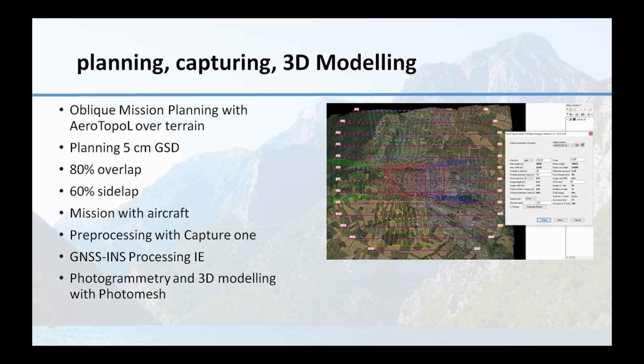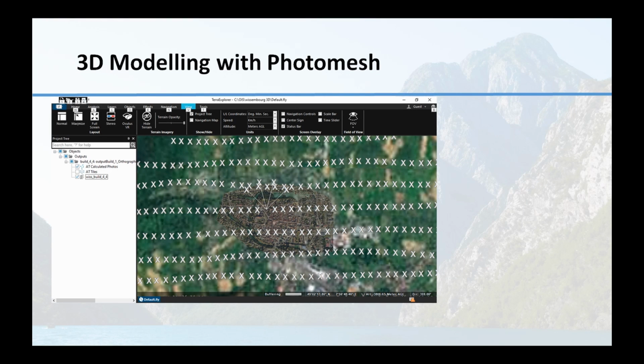We've flown this mission with an aircraft, Cessna 206, with a big hole, a typical surveying aircraft. We then pre-processed the images to TIFF with Capture One, and also processed the GNSS INS trajectory with Inertial Explorer, with the precise projection centers. And we used then the photogrammetry and 3D modeling with PhotoMesh. We used several fuses in PhotoMesh, and with the different tiles we came over to a very good aerotriangulation. You can see here finally the flight lines, and you can see here also the different images captured over a certain point.